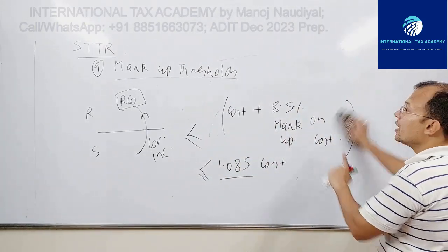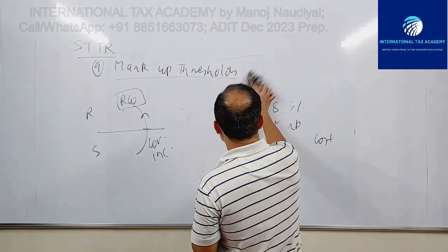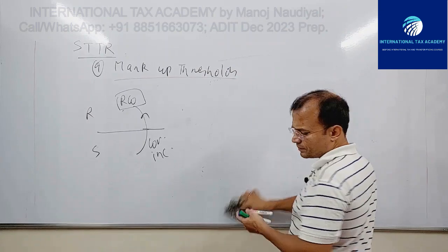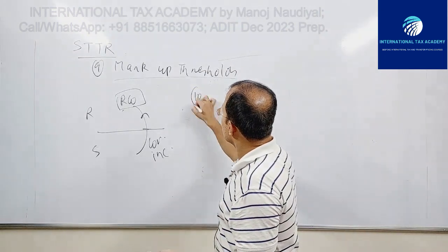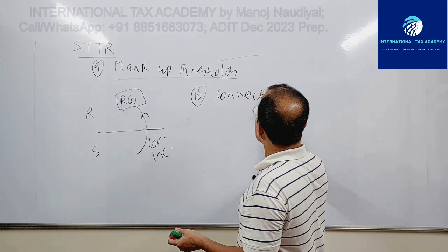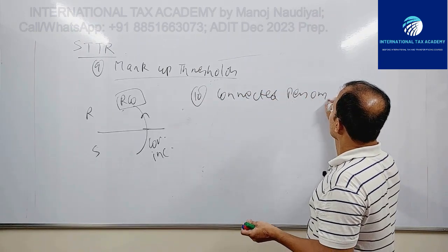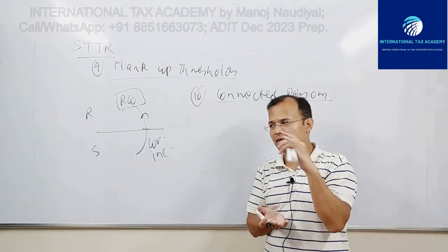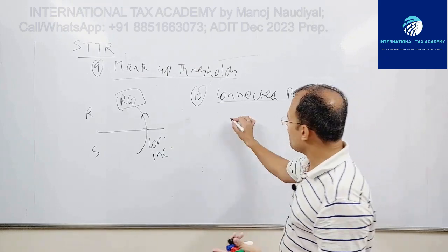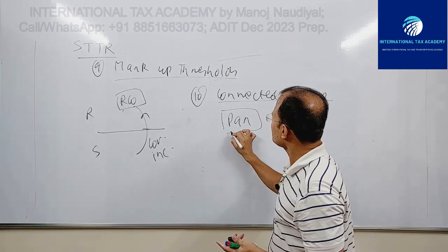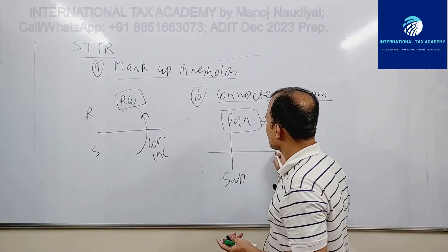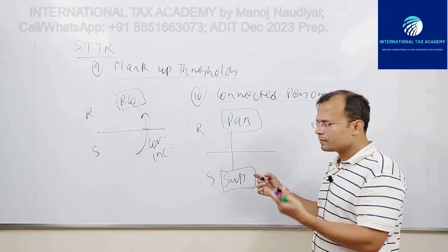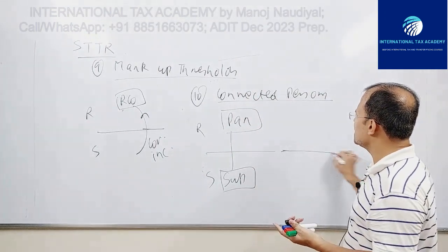Markup on thresholds. Ten, you have connected persons. Connected persons, simple. Two types of connections are given. STTR is applicable to intra-group payments between connected persons. Two types of connections are given: either parent-sub control, RS, or parent-sub control.